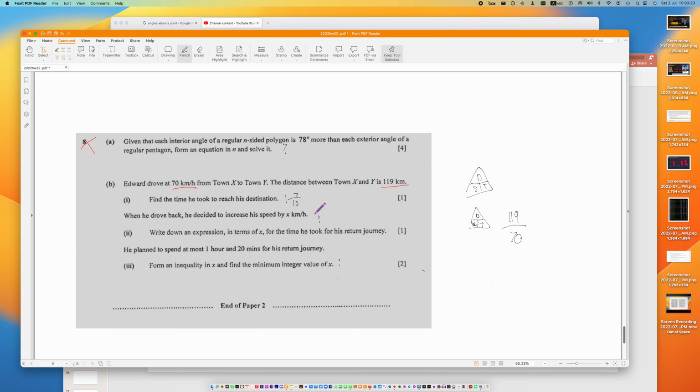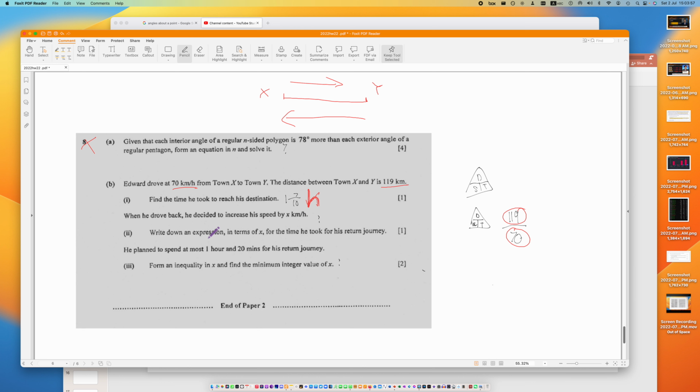So how do you get the time? So it's distance divided by speed, and what you get is this, right? Can you double check for me? 119 over 70. So it's hours. You must put the unit. Next, when he drove back, means now just now is X to Y, right? Now is Y to X.